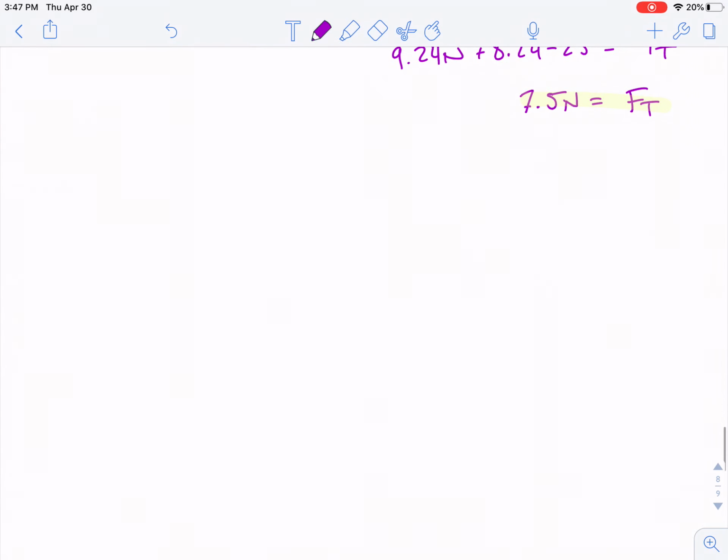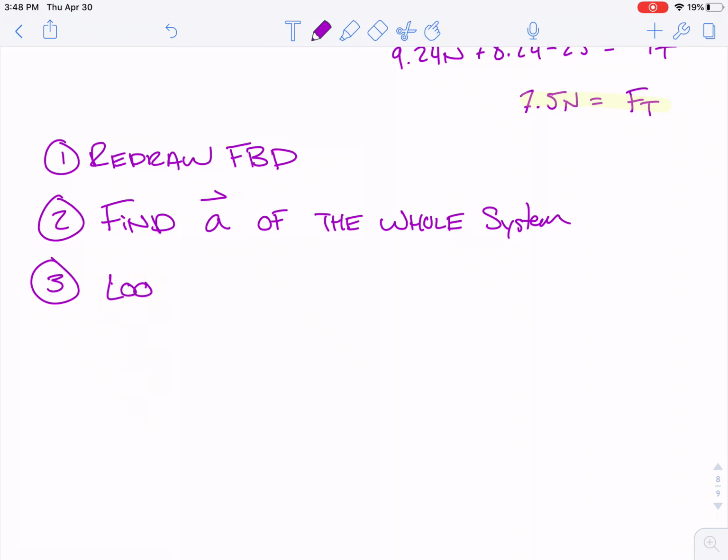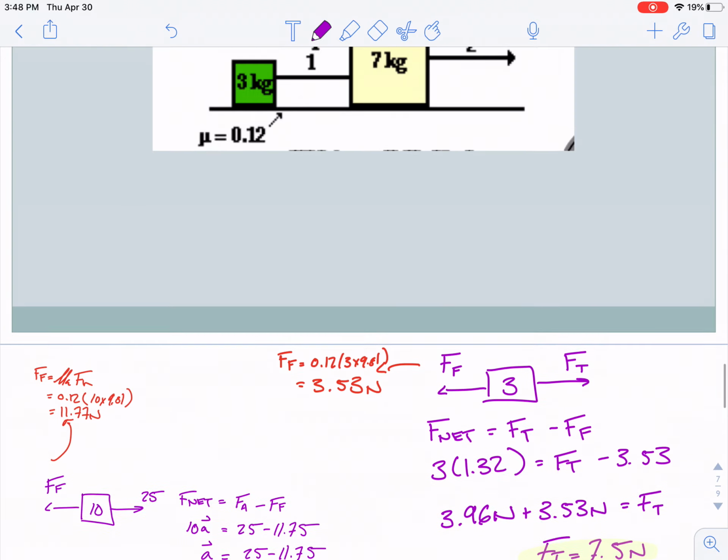So in summary, we need to redraw the FBD as one. Then we need to find the acceleration of the whole system. Then we're going to look at each individual block to find FT. Okay?